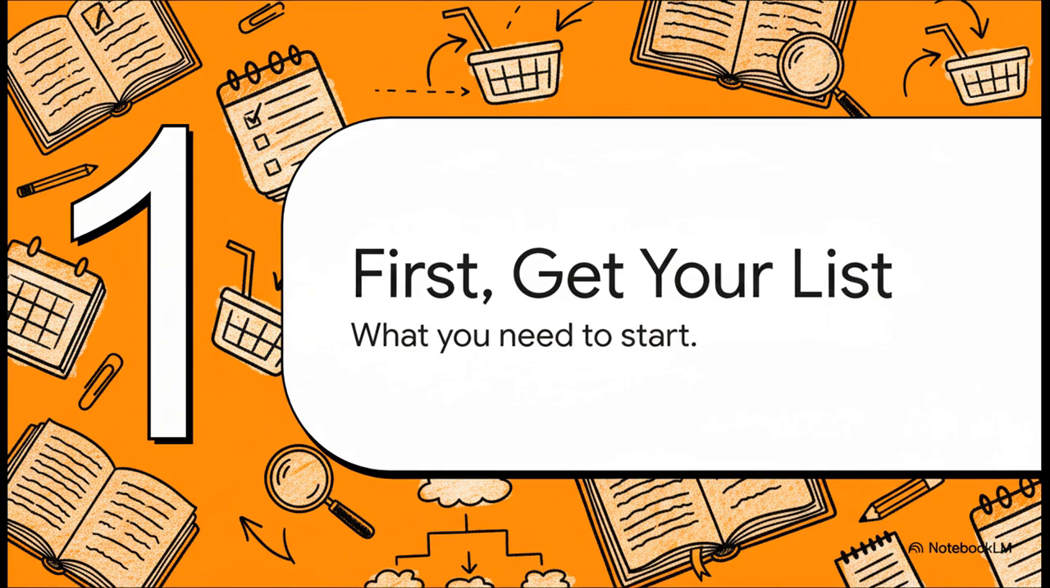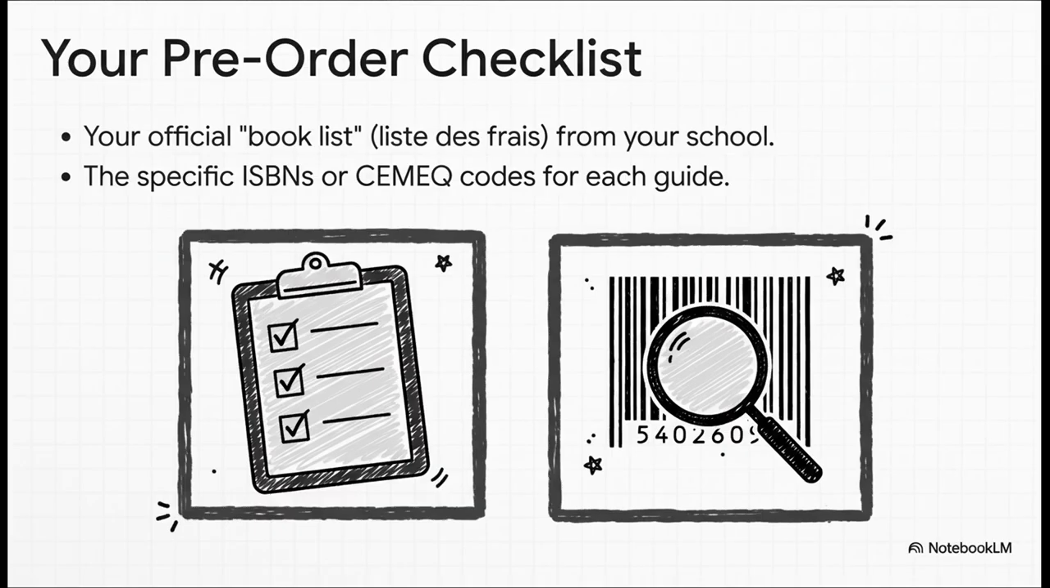And honestly, here's a little pro tip for you. The most important step, it actually happens before you even open your web browser. Seriously, a little prep here is going to save you a ton of hassle. Okay, so your training center, your CFP, is going to give you 2 things that are absolutely essential. First up is your official book list, sometimes called the Liste des Frais, and second, you'll get the specific ISBNs for each guide. Think of these as the unique barcode for your books. They make sure you get the exact right one.